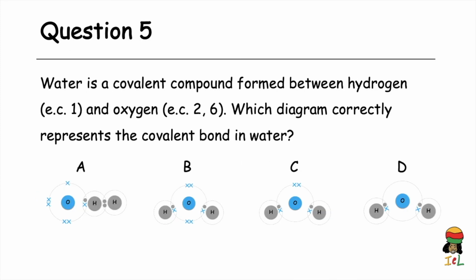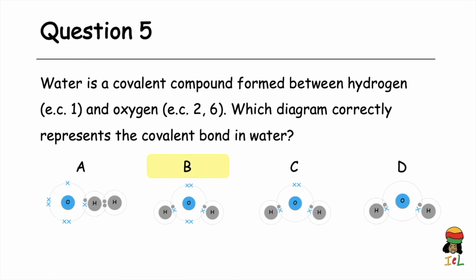Question 5. Water is a covalent compound formed between hydrogen, which has the electron configuration of 1, and oxygen, which has the electron configuration of 2,6. Which diagram correctly represents the covalent bond in water?